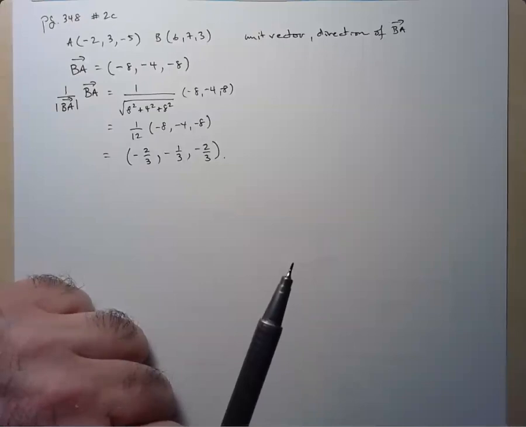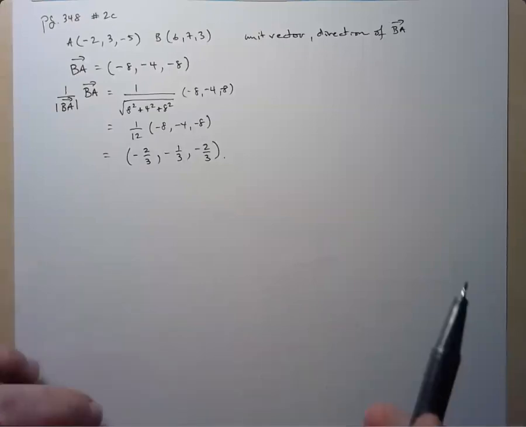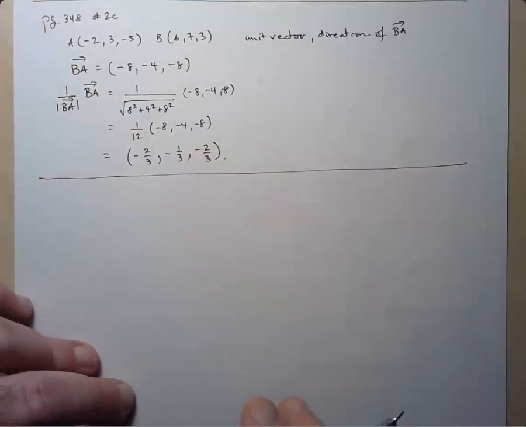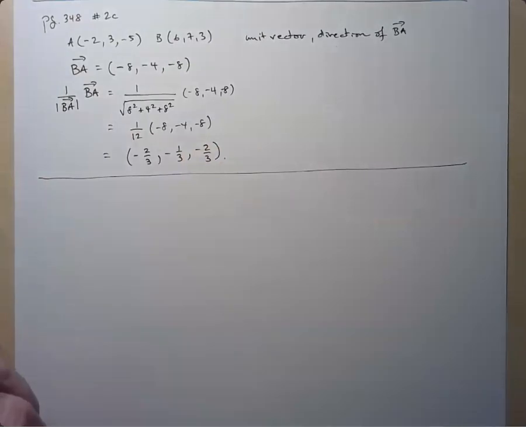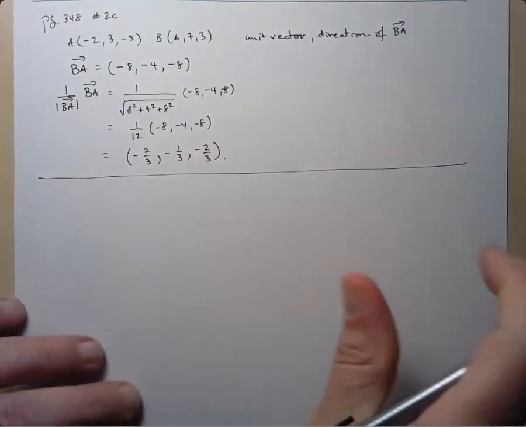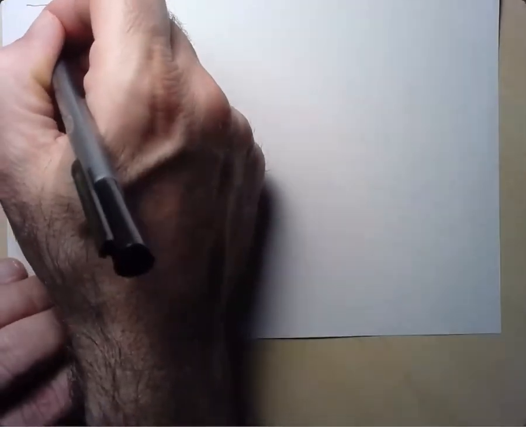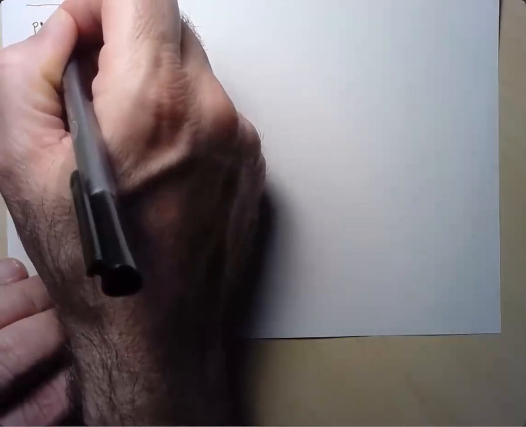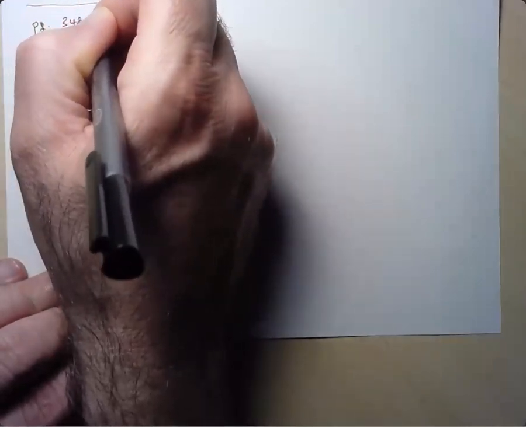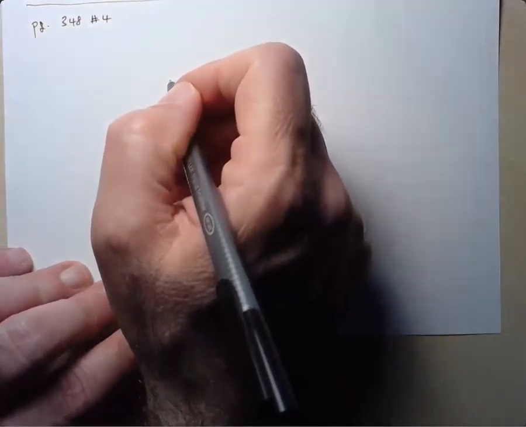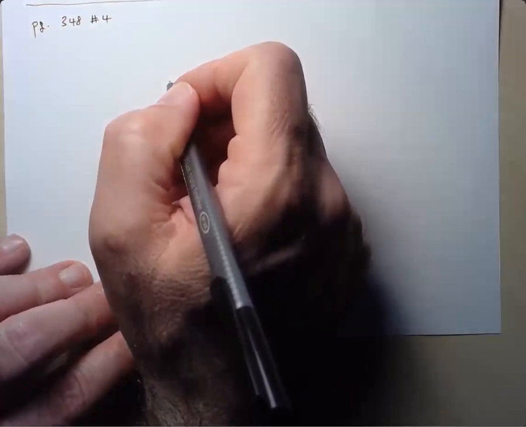No? Okay, let's go to number 4. This is page 3, 4, 8, number 4. All right, and what are they asking for here? They're giving us 2 relationships between vectors.